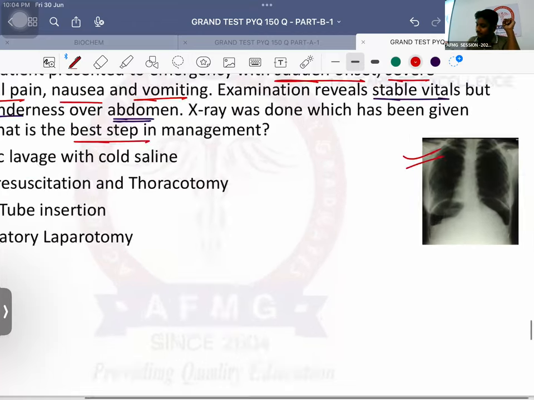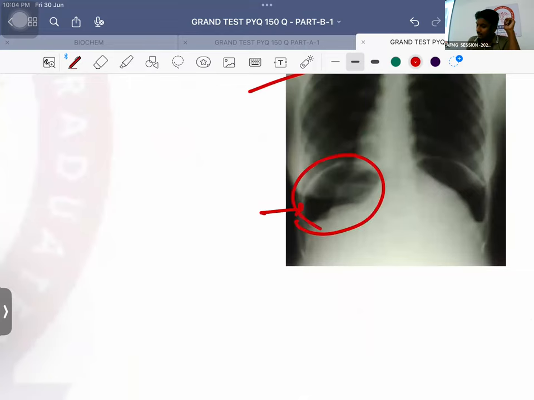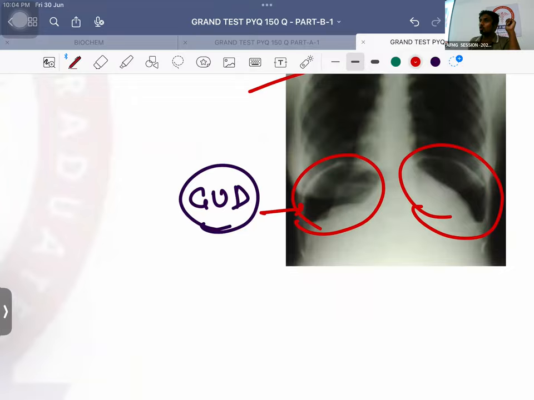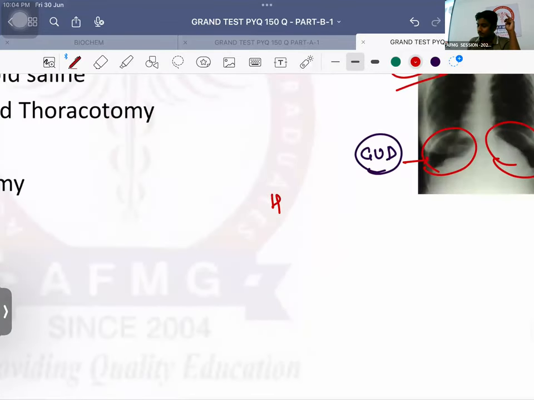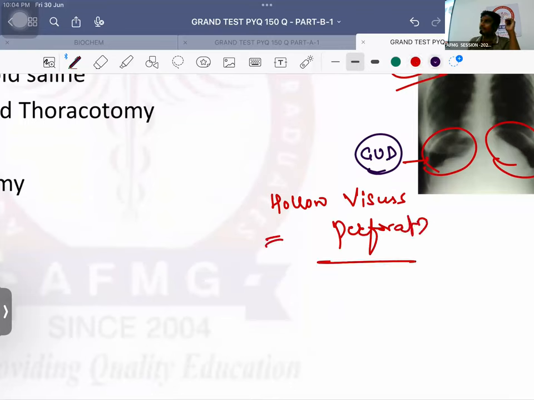What does the X-ray show? You can see air or gas under the diaphragm, also known as which sign? Cupola sign or the moustache sign. It is suggestive of what? It is suggestive of hollow viscus perforation. That means either the stomach or the intestines have been perforated, due to which the gas from them has leaked out into the peritoneum.